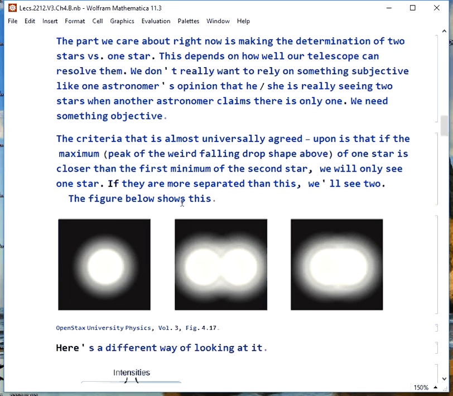What we're looking at is how do we determine whether we have two stars or one star? It depends on the telescope's ability to resolve them, and we don't want something subjective like one person looking through it and claiming they can see two stars while another person looks through the telescope and says, I only see one. We need something more objective, and what's become a pretty much universally agreed upon criterion is that if the maximum of one star's light profile is closer than the other star's first minimum, we'll only see one star. If they're more separated than that, we'll see two.